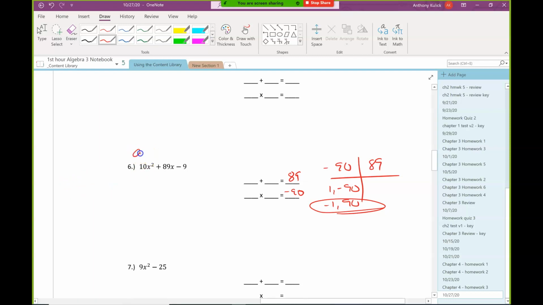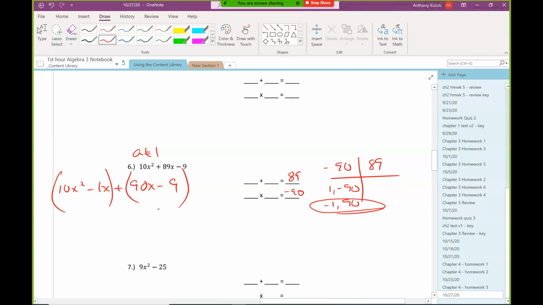So since the leading coefficient is not 1, I have to do that factor by grouping stuff. So I'm going to go ahead and rewrite my problem so that I write it as negative 1x plus 90x instead of the 89x. And it doesn't matter whether I put the negative 1 first or the positive 90 first. You'll get the same answer. In the end, the work in between will be a little different, but it doesn't matter. So I'll make my two groups.